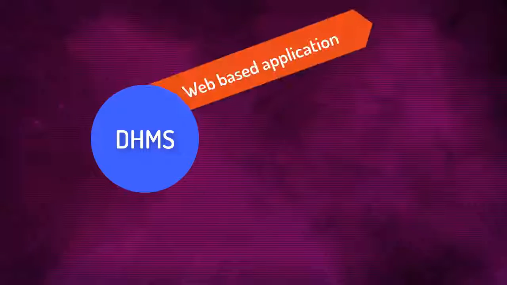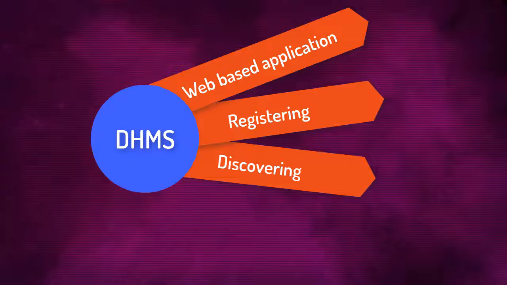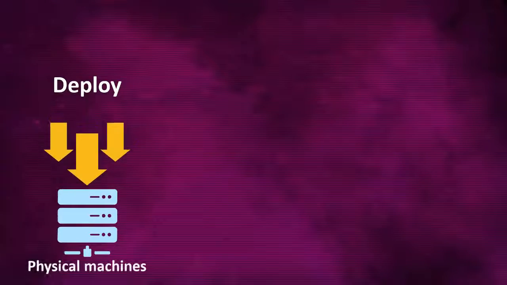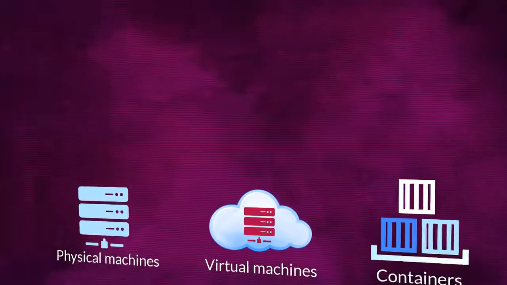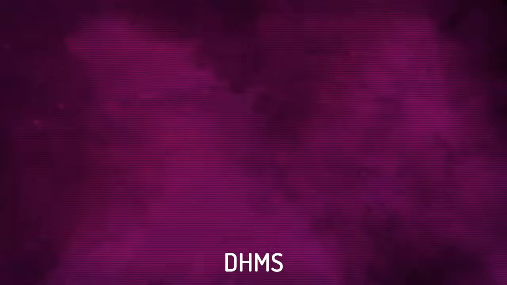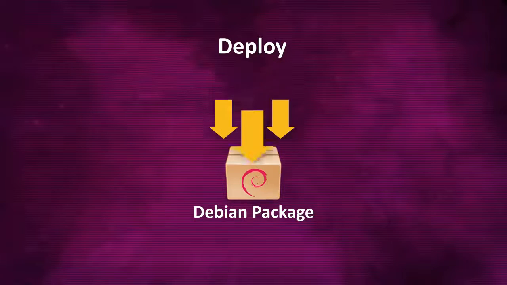It is a web-based application and a set of utilities that provides RESTful-based APIs to the clients for registering, discovering, and monitoring their nodes and services. It can be deployed on any physical machines, virtual machines, or containers that a company wants to register. Another upside is that the DHMS has a very minimal set of dependencies. It can be deployed as a Debian package, with RPM being available in the future.